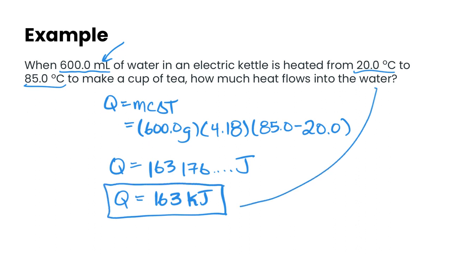So 163 kilojoules is how much heat is flowing into the water in order to heat it up from 20 degrees to 85 degrees Celsius. You should do a double check and make sure that makes sense in terms of the heat that's flowing in and the fact that this is an endothermic sort of system.